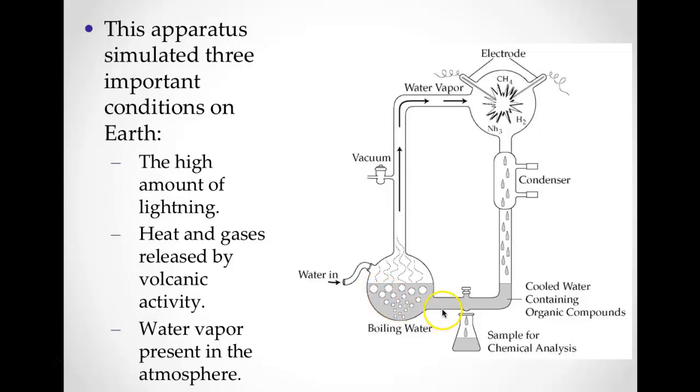What they found was that if they boiled water, water vapor rises. It mixes with lightning and volcanic gases. So water vapor mixes with volcanic gases in the presence of lightning and then condenses down, gets cooled off, and collects in this flask right here. Okay, so that was the experiment. We're basically mixing water vapor with volcanic gases in the presence of lightning.